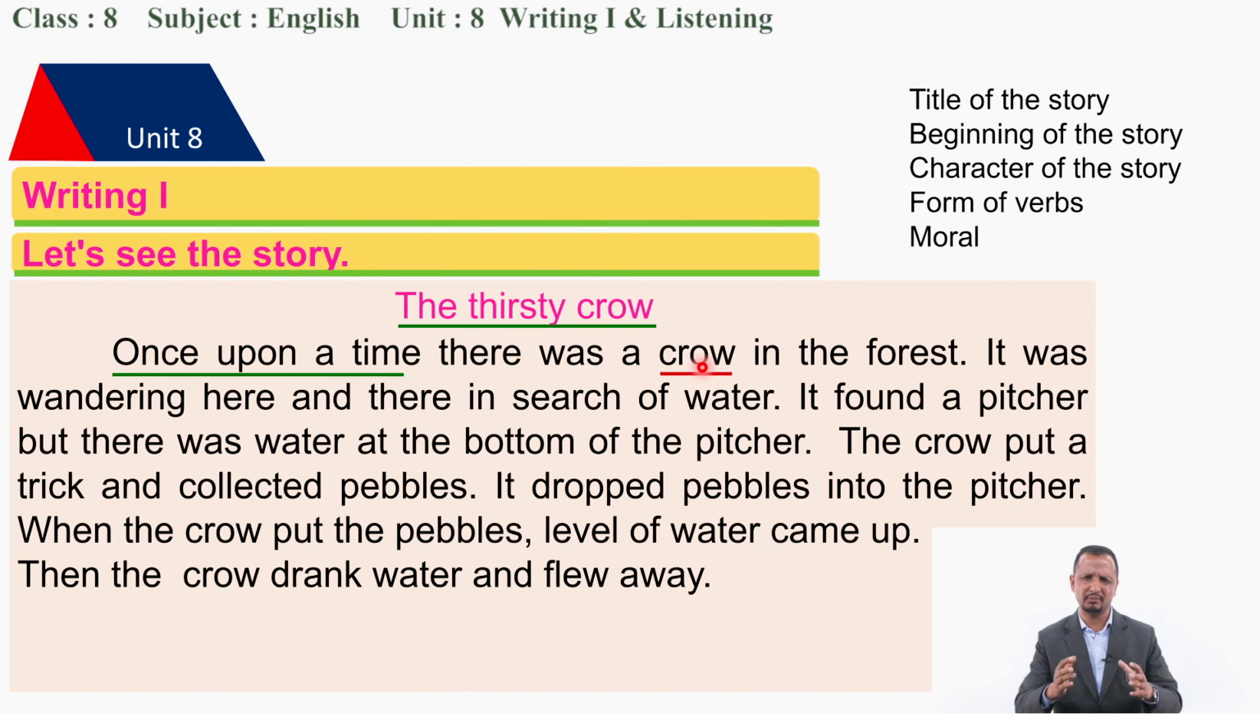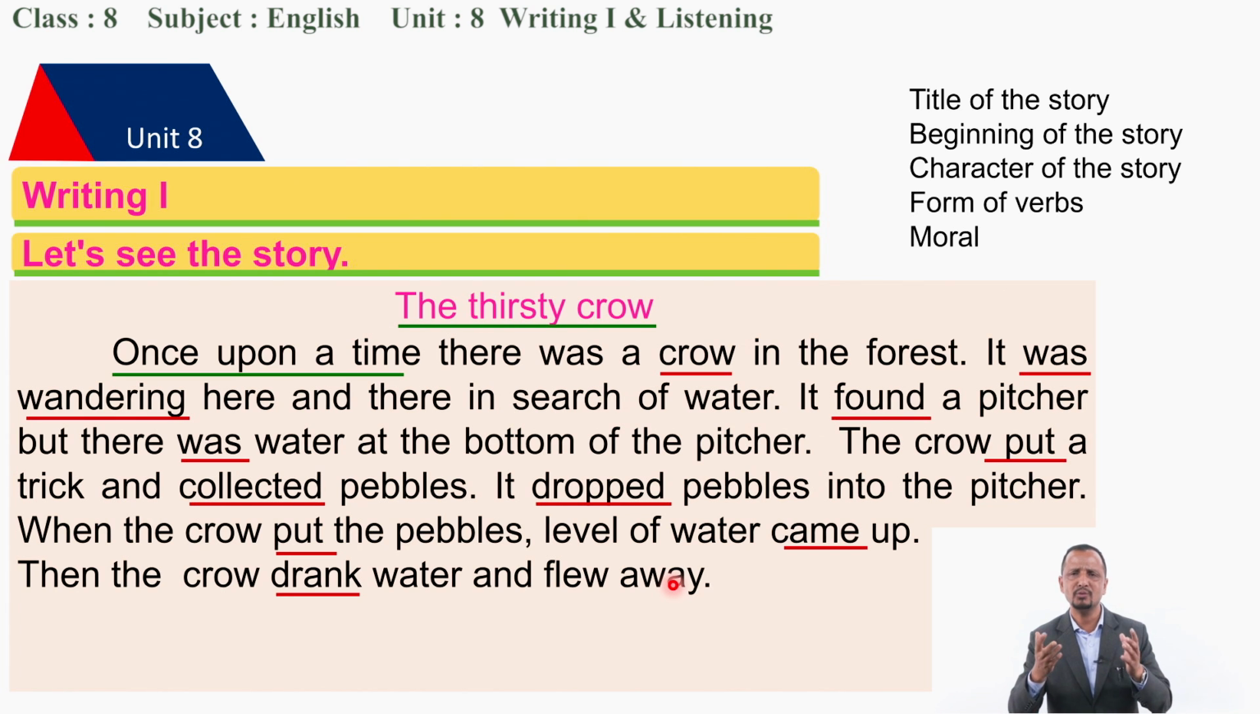And now, forms of verb. What kinds of verb are used in this story? Let's see. I think you have found. Okay, here let's see. Was wandering, found, was, put, collected, dropped, again put, came up, drank. Which form? Generally, the past form of the verb is used while writing this story.